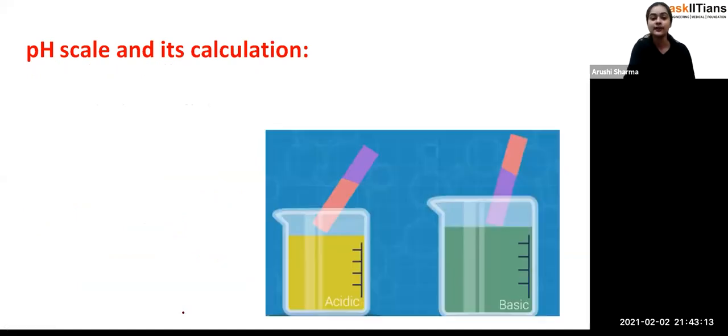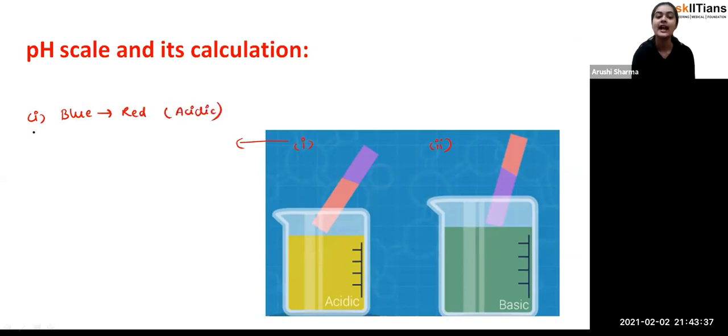Okay, so don't worry. Now, see students, as you can see here, this is the litmus paper, and this is the first condition and this is the second condition. In the first condition, what we have observed is that this is an acidic solution, that is why blue litmus has changed to red, that means this is an acidic solution. And in the second condition we can see that red litmus has been converted into blue, that means it is a basic condition.